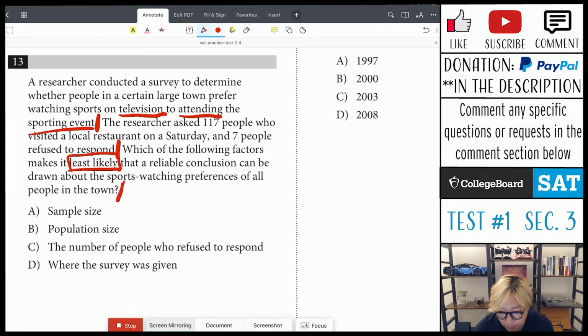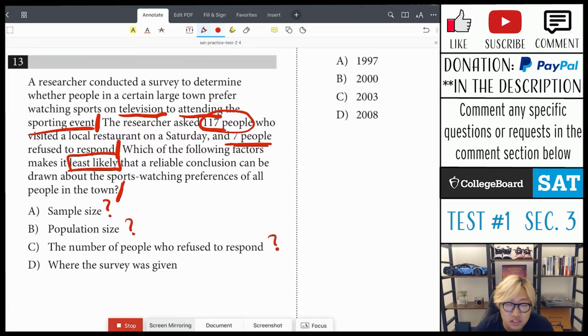I don't know. Sample size, it says. So we can't say anything about the sample size because we don't even know how many people live in this town. No one knows. So sample size, I can't speak for it. And population size, I just said, we don't know how many people live in this town. I can't speak for those two. The number of people who refused to respond, I mean, only 7 people backed out of 117 people. Is that a big number compared to 117 total people surveyed? I mean, I don't know. Maybe, maybe not, but I can't really speak for that too.